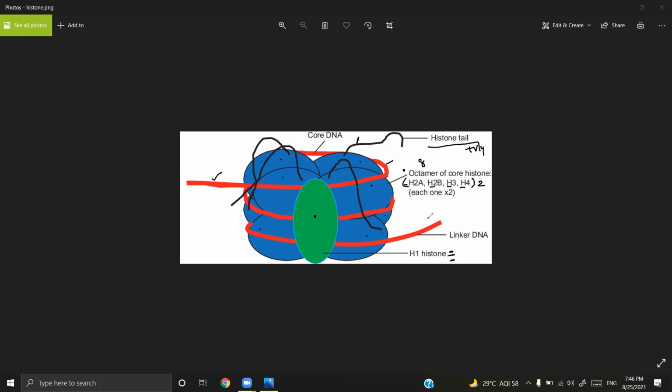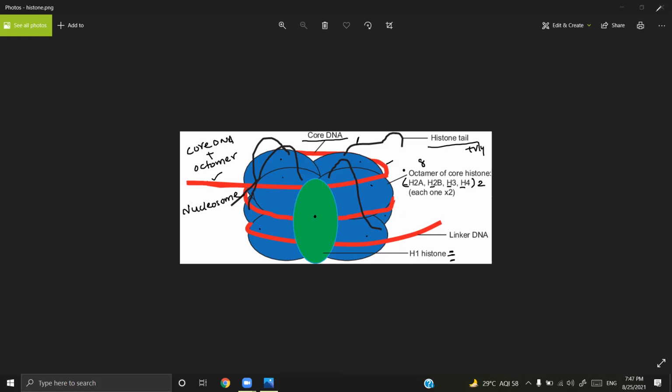Okay, and remember children, this octamer protein is helping in coiling your DNA, and the DNA which is coiling over the octamer is called the core DNA. So a core DNA plus an octamer, what do we call this? We call this a nucleosome. I hope this is clear for you now.